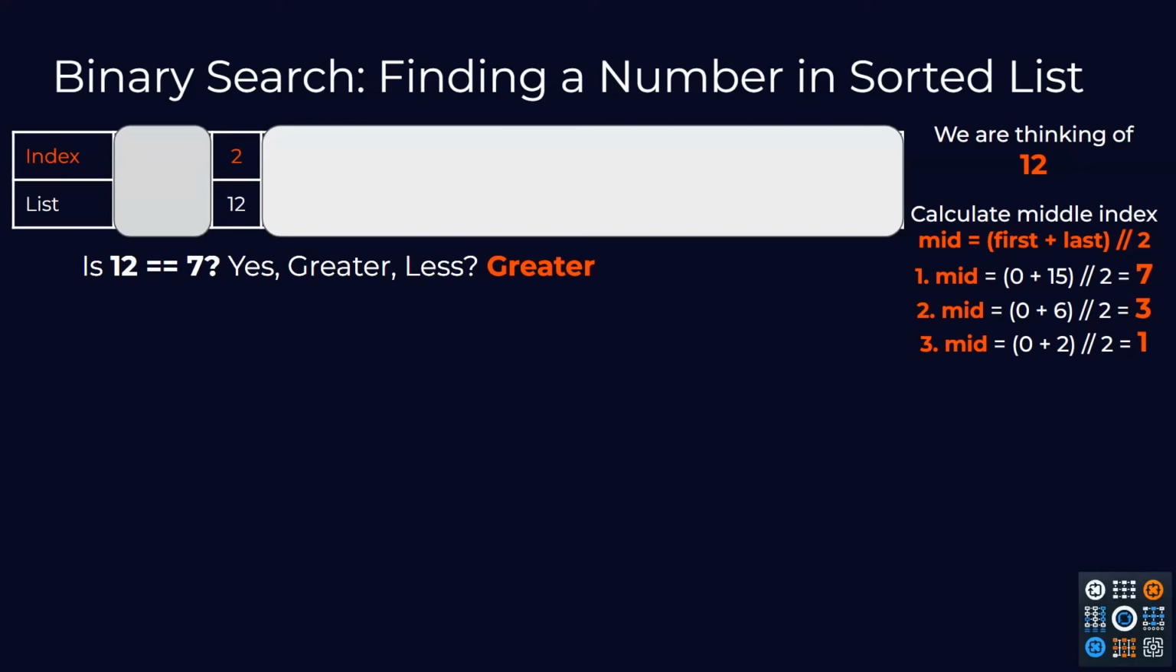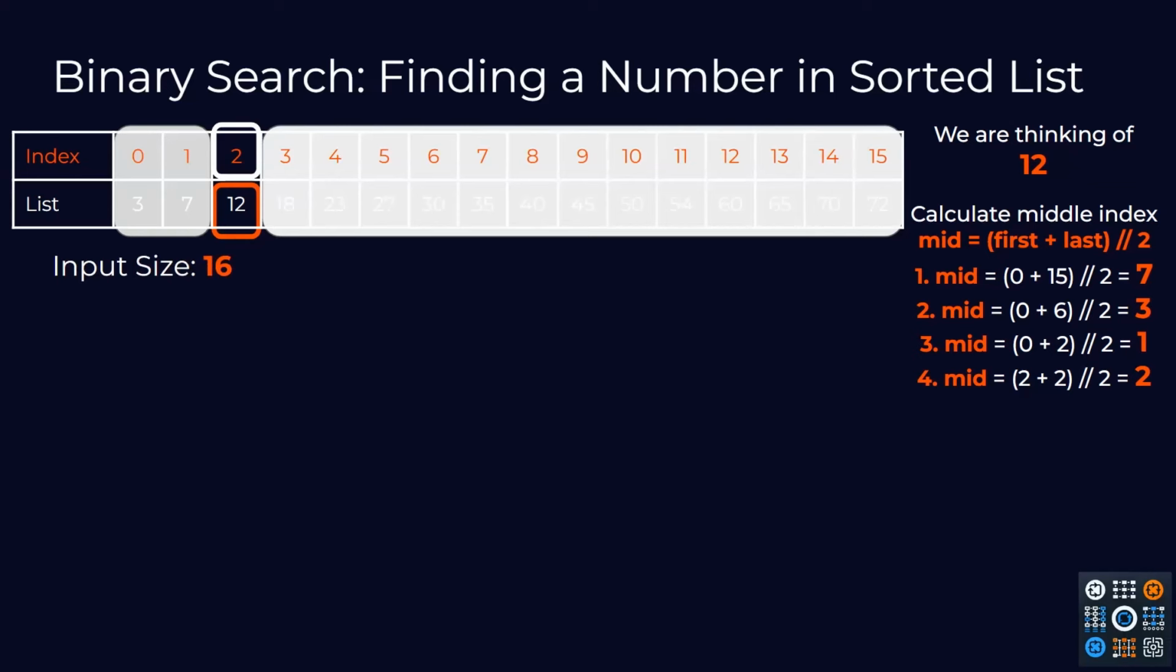Now we have a single index left, from 2 to 2. We calculate the mid-index again. The element at the current mid-index, which is 2, is 12, which matches our target. And there we have it. We found 12 at index 2 using binary search by dividing our search space in half with each step. Starting with a list of size 16, this efficient method took only 4 steps to find the number.